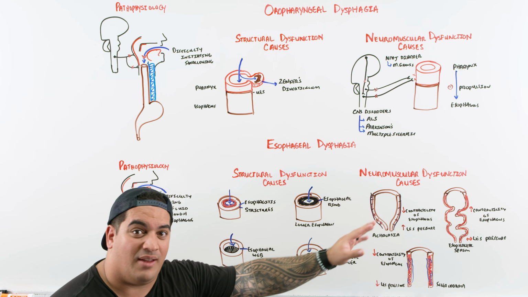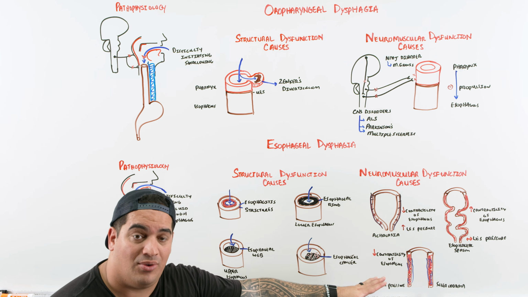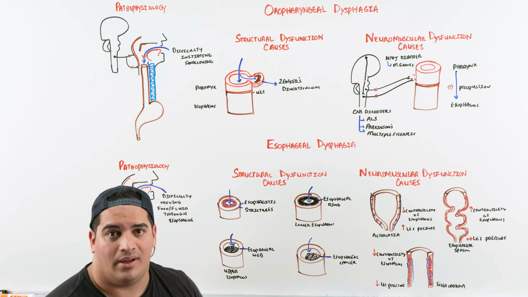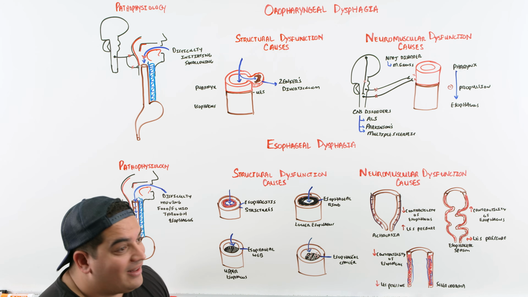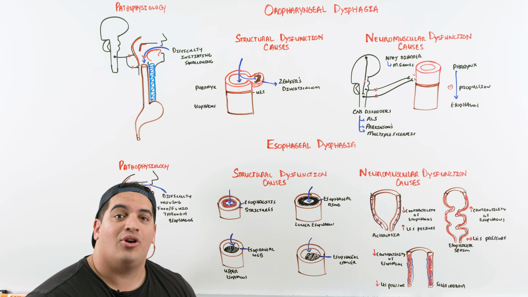Or is it neuromuscular for esophageal? Is it achalasia? Are they having terrible chest pain? They get esophageal spasm. Do they have any CREST findings? Think about scleroderma.